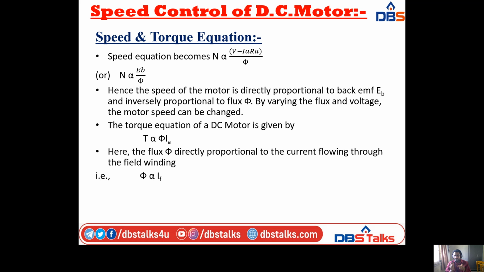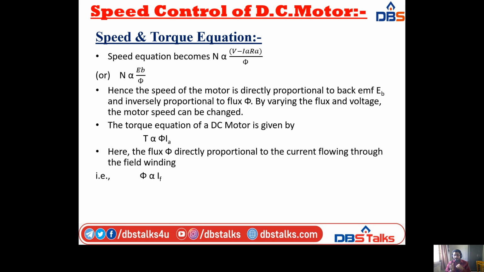So by varying the flux, that is phi, and voltage, the motor speed can be changed. So you already know, whenever we change the voltage, speed changes, and whenever we change the flux, the speed also changes. The torque equation of DC motor is given by T is equal to 0.159 into phi into Ia.